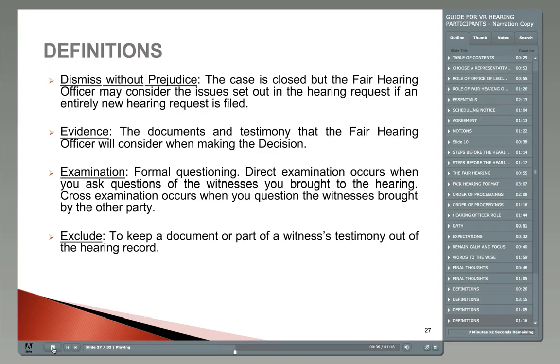Exclude, to keep a document or a part of a witness's testimony out of the hearing record. Things can be excluded for lots and lots of reasons. Maybe they're inflammatory. Inflammatory meaning they're just emotional flare-ups. They're not contributing to the factual nature of the case. They're just purely there to inflame people's emotions. So again, different reasons things can be excluded. That's one of them. Things can be excluded if they're irrelevant in the opinion of the hearing officer. Lots of different ways.